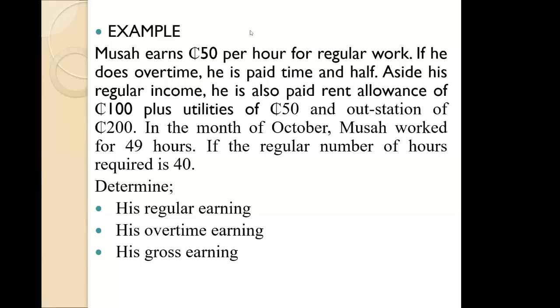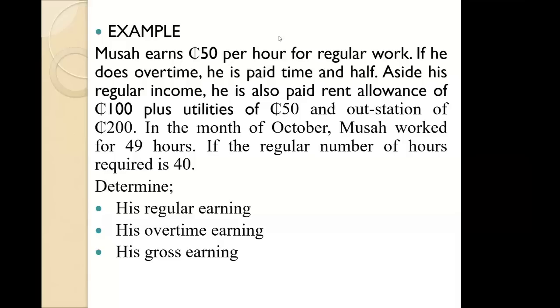Now, what is his gross earning? Gross earning is regular income plus overtime plus all allowances. But see, Musa is paid rent allowance of 100 cedis, 50 cedis for utilities, and out of station 200. So Musa is a worker on campus. I just used him as an example.